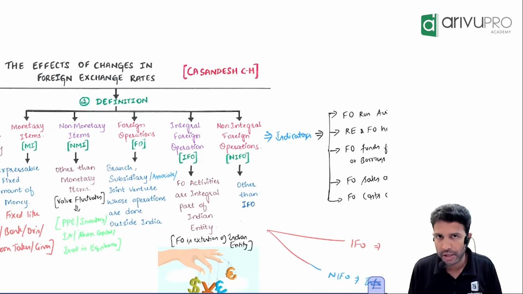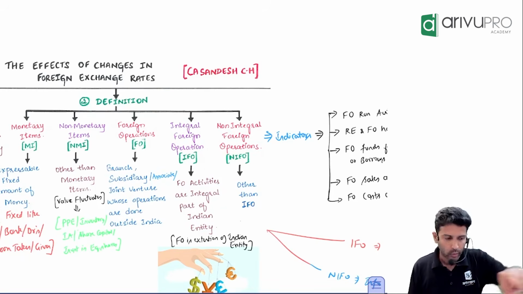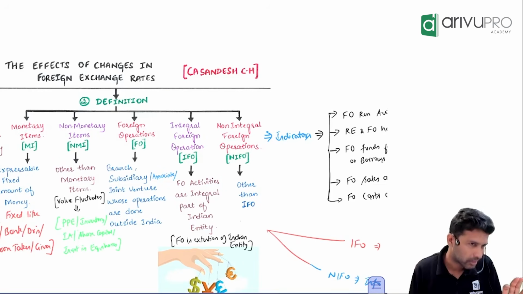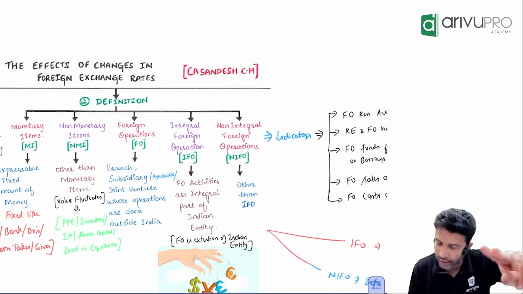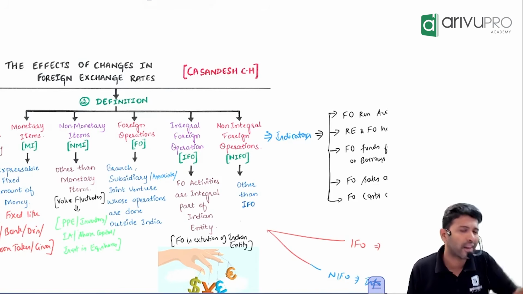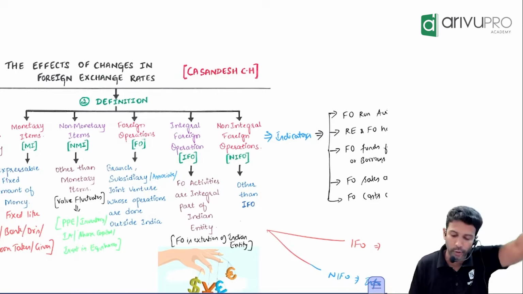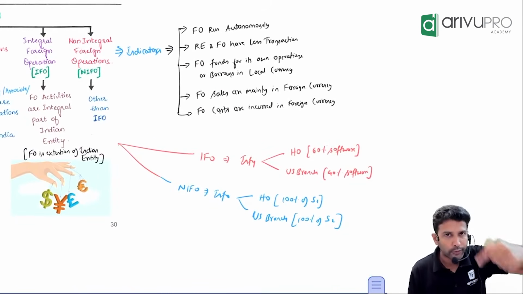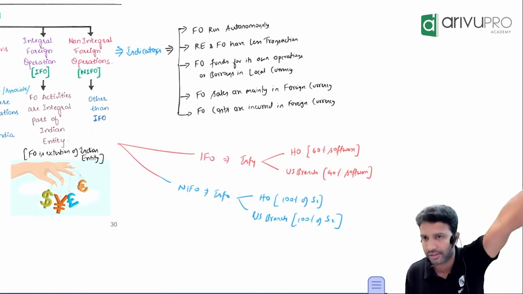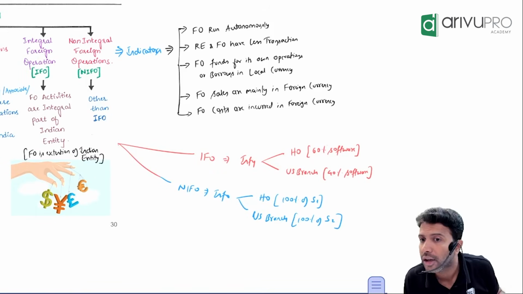Integral foreign operation means you have two entities, one in India, one outside India. Indian entity and outside entity are highly interconnected. If it's an interconnected organization, we call it an integral foreign operation. Like I used to give you examples of Infosys, if you remember. Let's say Infosys's head office is in Bengaluru. Let's assume they have a branch in US.